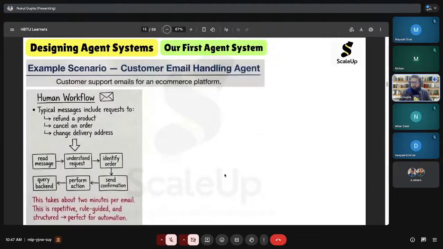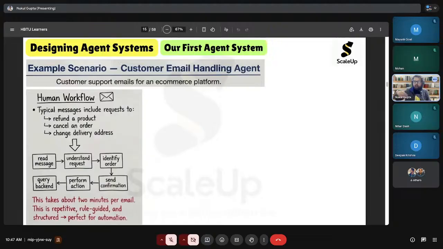Now let us look at one example, a customer email handling agent. The same example we just saw, now we will see it in more detail. So, customer support emails for an e-commerce platform. The human workflow will be, first, the customer will send an email. That email might include a refund request for a product, a cancel order request, or a change delivery address request. So that email can include these three requests.